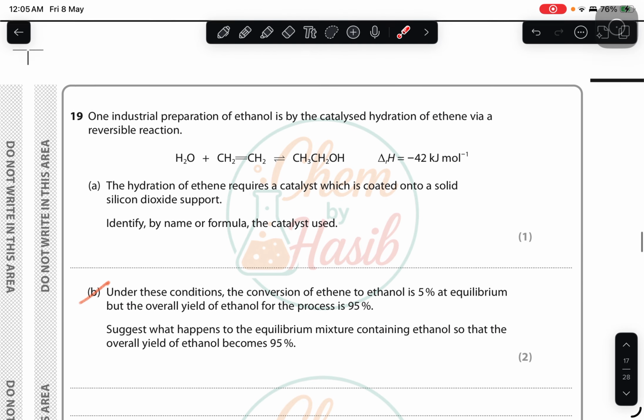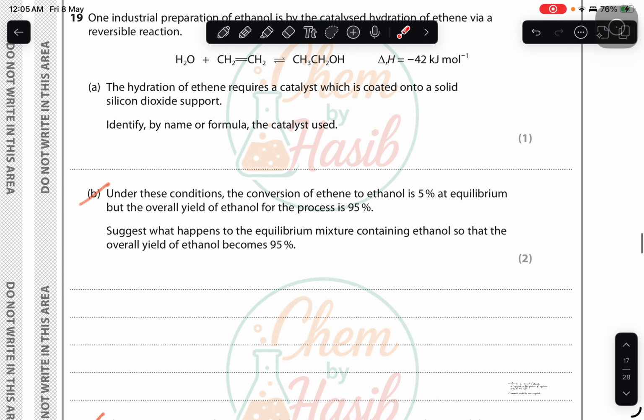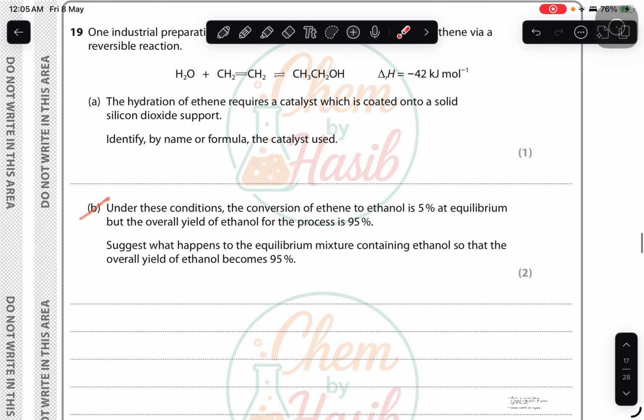We move on to question number 19b. It says, what happens to the equilibrium mixture containing ethanol so that the overall yield of ethanol becomes 95%? This is a very common question in the exam. They always ask this question. How do we increase the yield? Usually the conversion is only 5%, but the overall yield is 95%. How is it possible?